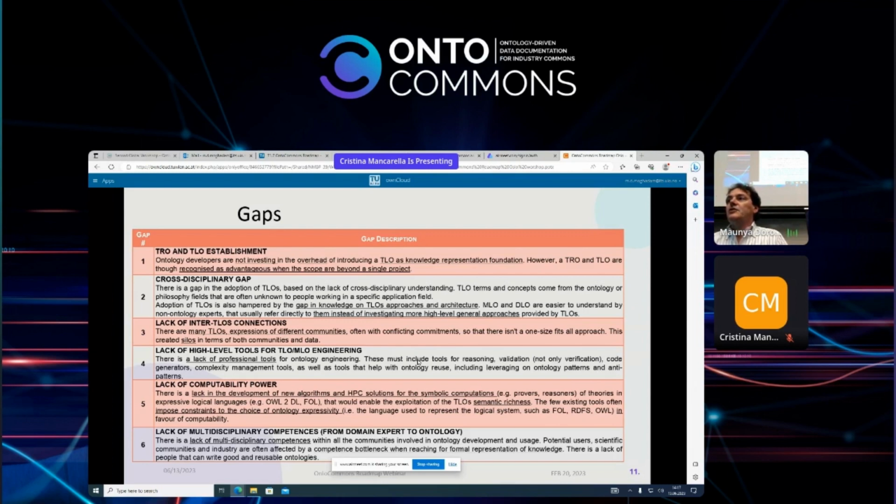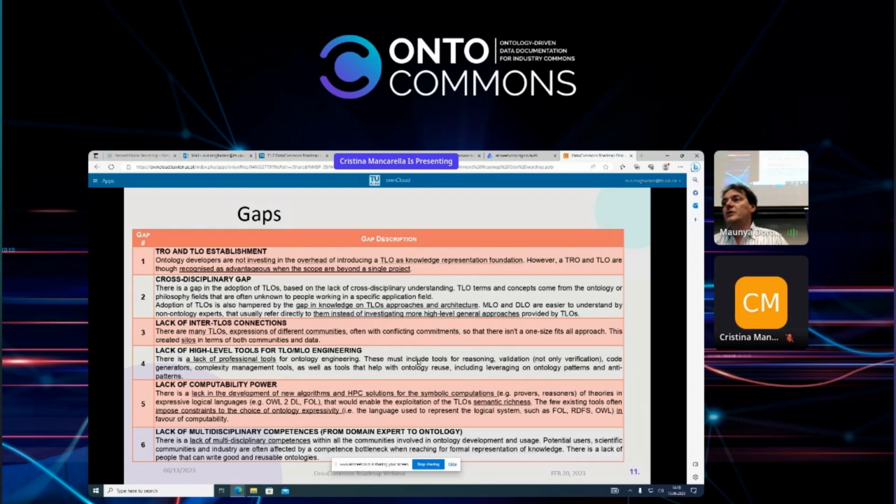There is also the lack of inter-top-level ontology connection, because usually top-level ontologies are an expression of a community, and these communities usually do not interact too much. There is also a lack of high-level tools for top-level ontologies or mid-level ontology engineering. So there are not a lot of professional tools that facilitate the development of such ontologies based on a top level. And also the computer power that is available nowadays is not, in my opinion, harvested like is done in other fields, like, for example, modeling and simulation.